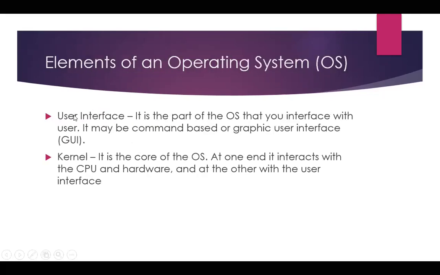Operating system has two components, user interface and kernel. User interface is the part of operating system by which we interact. I am interacting with my laptop using the computer screen with mouse in my hand, and cursor is moving when I am moving the mouse. This is how I am interacting with the operating system through the graphic user interface. So this user interface, which is in front of me, is graphic user interface.